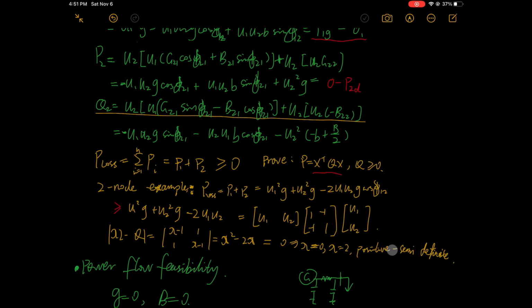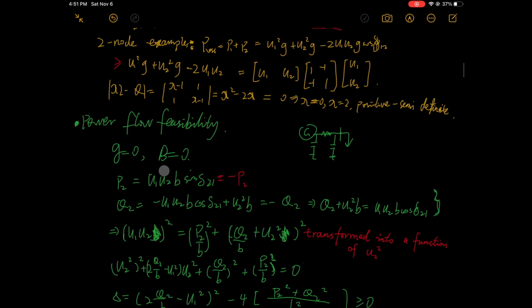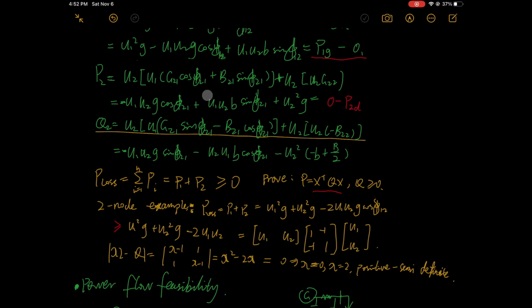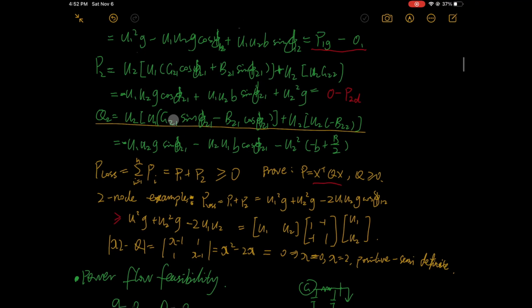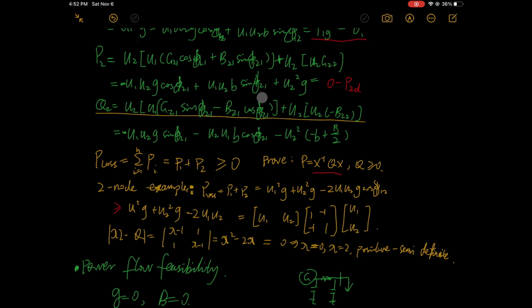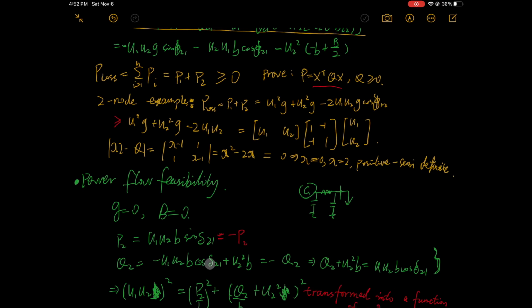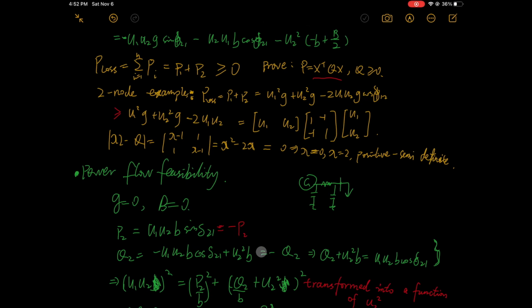But are the power flow equations always solvable? Let's explore power flow feasibility. Still look at the two-node example. Let's use the formulation we just conducted, but with the assumption that G and B are equal to 0. G can be neglected when the line resistance R is a lot less than X in transmission networks. And in short transmission lines, shunt capacitance can be neglected.